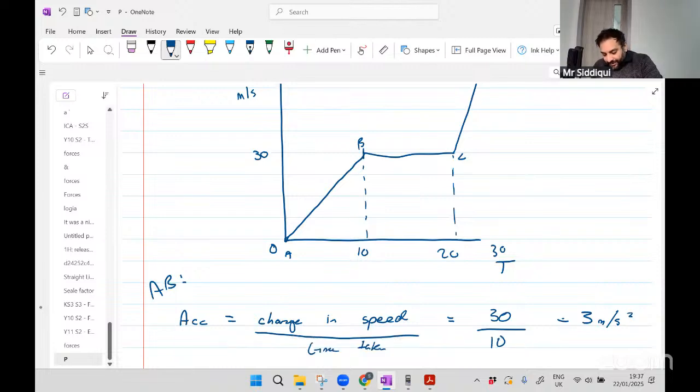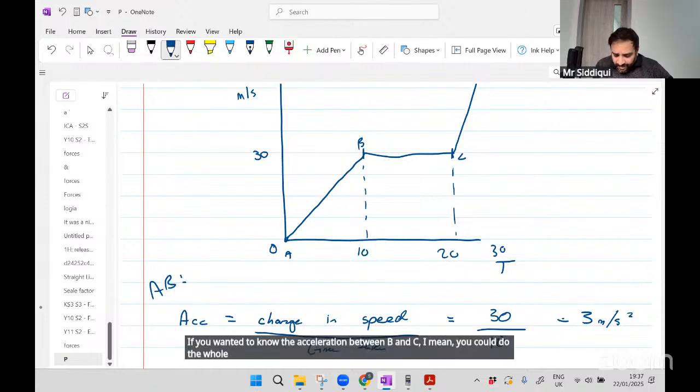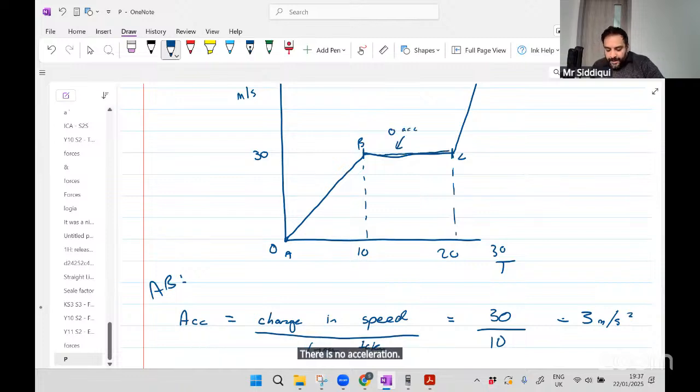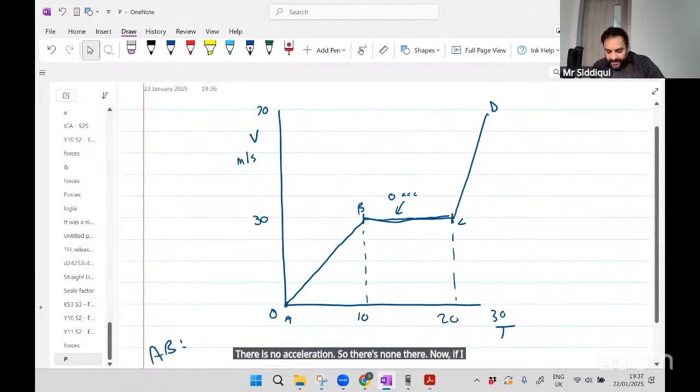If you wanted to know the acceleration between B and C, you could do the whole formula again, but the answer is zero, because if you are not speeding up or slowing down, then your acceleration is zero. If you're staying at the same speed, there is no acceleration. So there's none there.